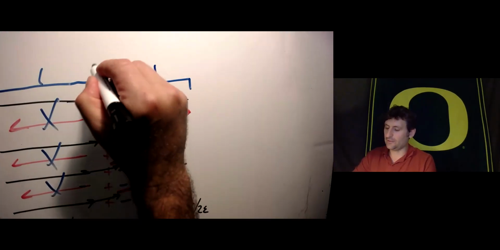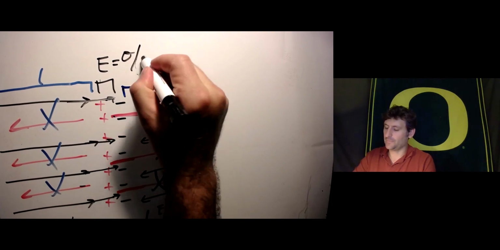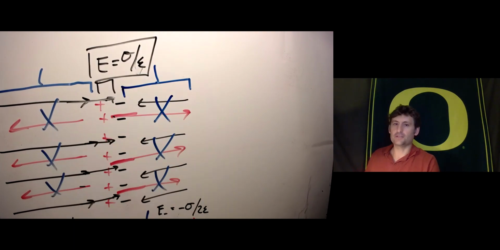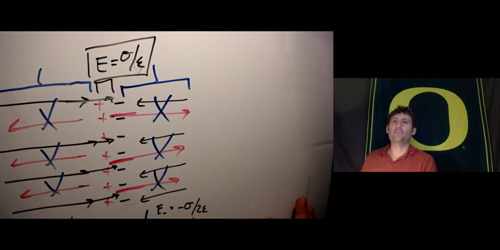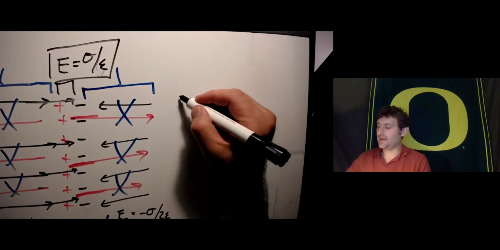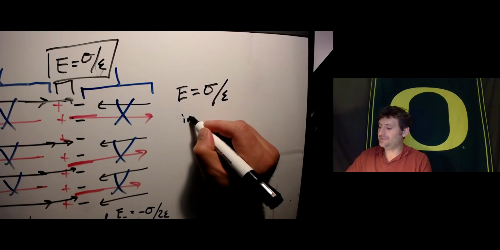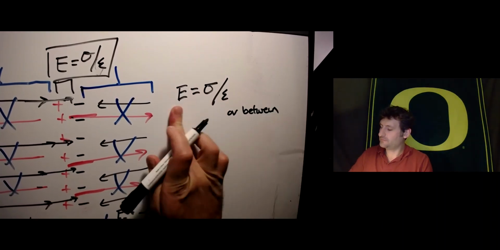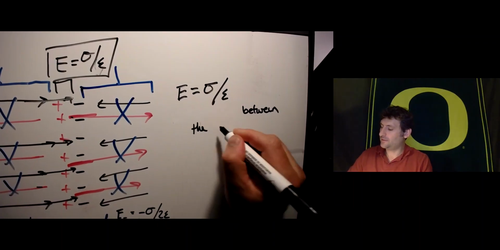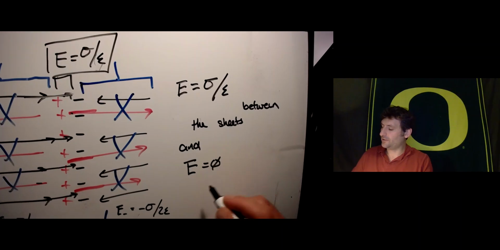So right in between the two, I'm going to have a field equal to sigma over epsilon, because I've added up those two things together. And so that's the field inside of a double layer capacitor. So we can write that E equals sigma over epsilon between the sheets, and E equals 0 outside.